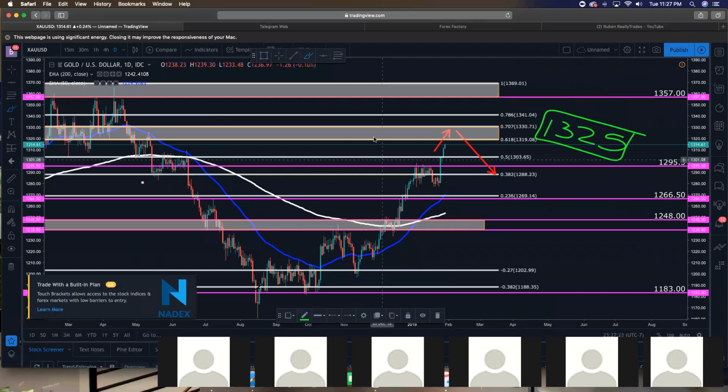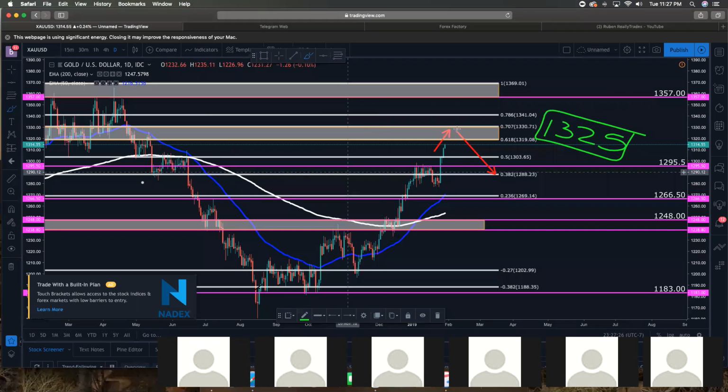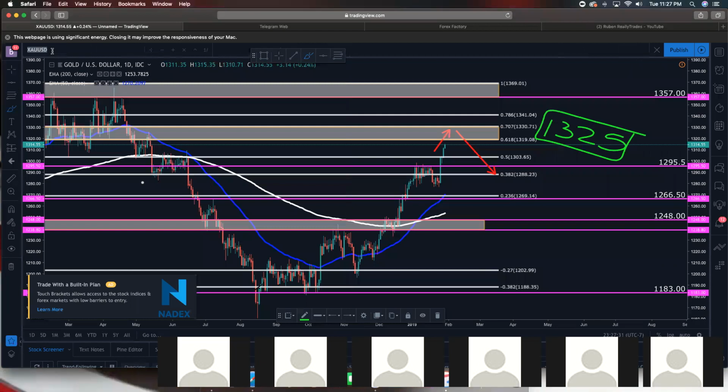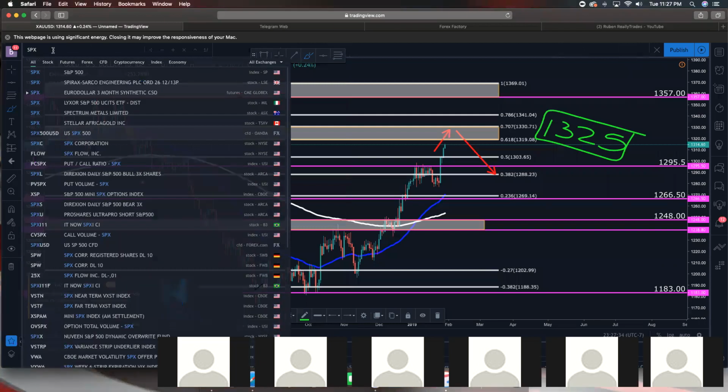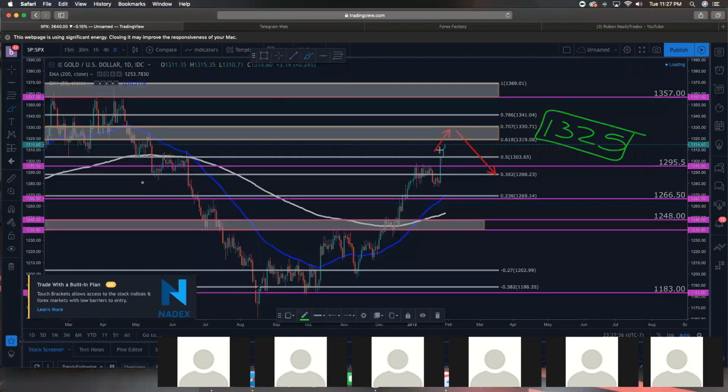You look at indices. I can look at an indice, bro. What indice do you want me to check out for you? SPX. We'll go to this one. This is a little baby markup.